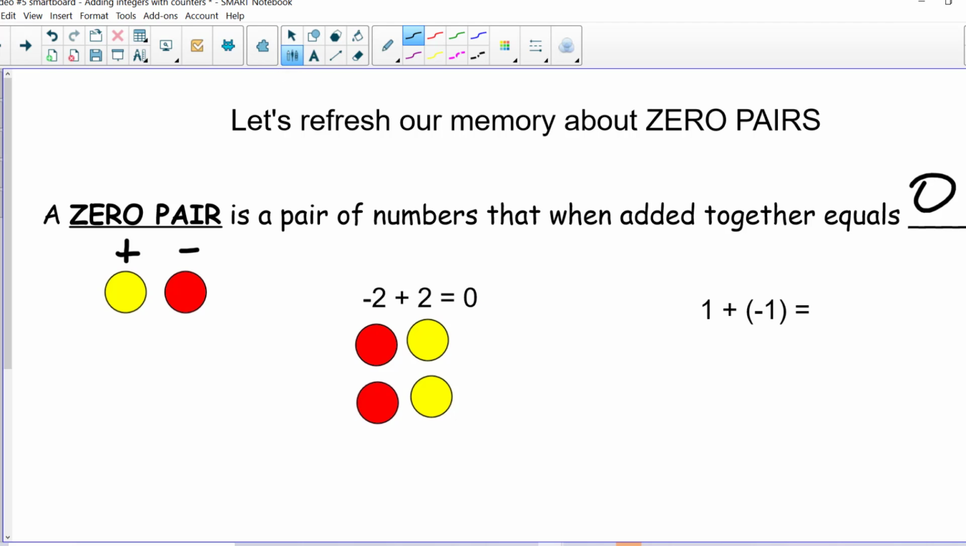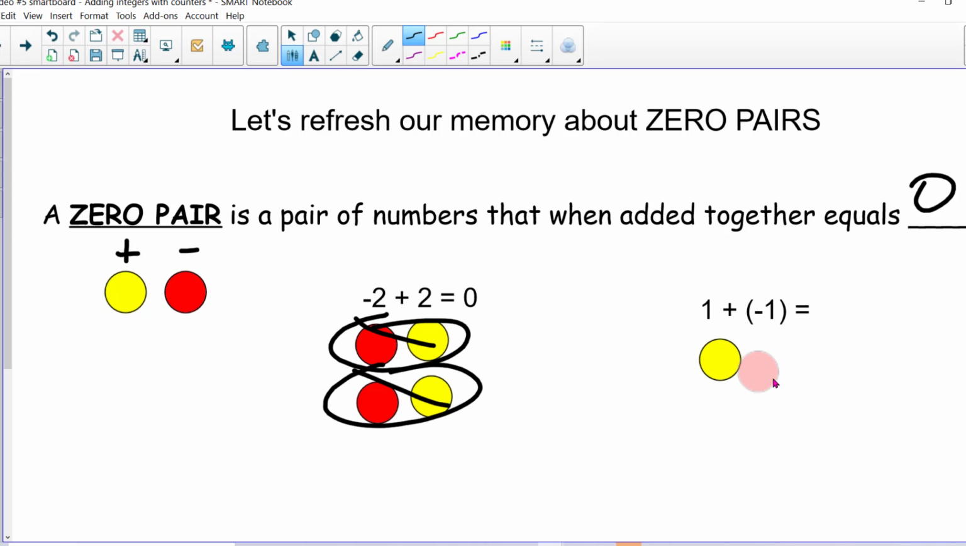So remember, we also said we were going to circle our 0 pairs. There's a 0 pair and there's a 0 pair. They cancel each other out. That makes 0. Same over here. If I start with a positive 1 and then I add a negative 1, well, what happens? When you're adding those 2, they cancel each other out and make 0. It's like if I had $1, but then I owed somebody money, so I ended up losing $1. How much money do I now have? Nothing, because the positive canceled out the negative.